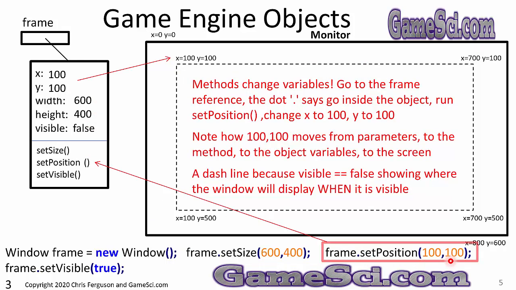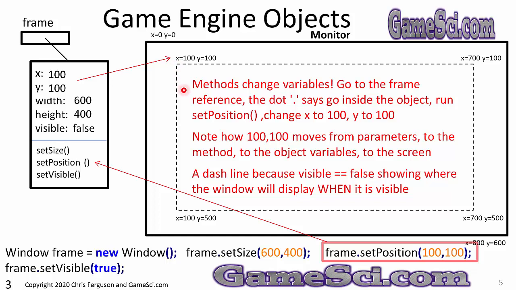Frame.setPosition 100, 100. See these parameter values, 100 and 100? Send them off to the setPosition method. What is the setPosition method going to do? Assign them to the X and Y variables up here. This is saying I want my window to have its top left corner at X equal 100, Y equal 100. And you can see my dashed line move down to the middle of the screen. This is where I want my 600 by 400 window to be displayed from. That is the corner of the window.